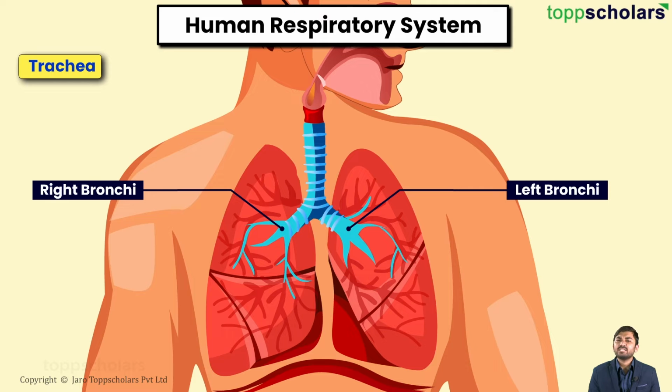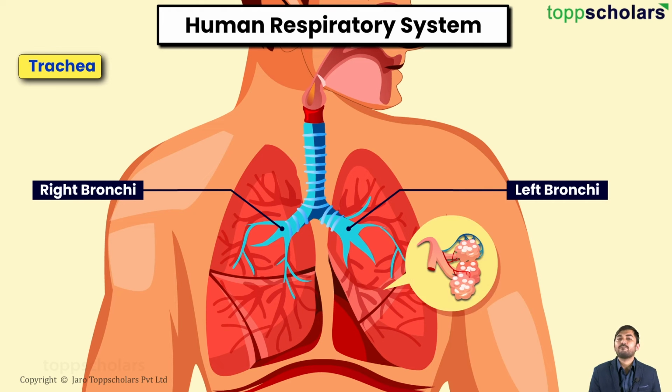The trachea divides into two tubes called the bronchus, and the plural is bronchi, which enter into the lungs. The right bronchus is slightly larger. Bronchus divides further into secondary and tertiary bronchi. The tertiary bronchi divide into bronchioles, which form a cluster of balloon-like structures called the alveoli. And finally, the alveoli help in gaseous exchange.